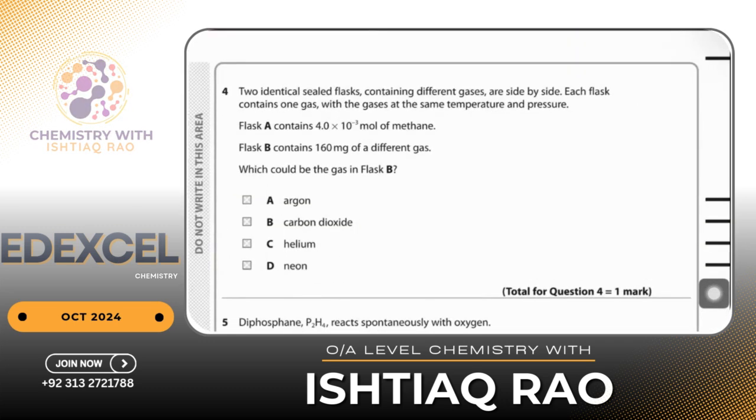Then question number 4. Two identical sealed flasks containing different gases. Each flask contains one gas, with the gases at the same temperature and pressure. Flask A contains 4 mole of methane. Flask B contains 160 milligram of a different gas. Which could be the gas in flask B?